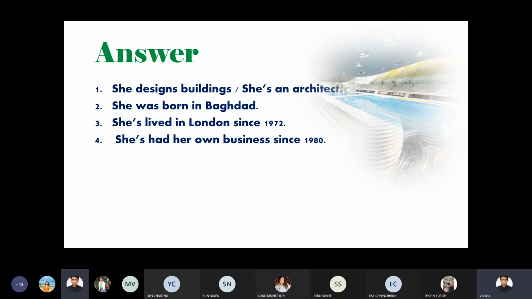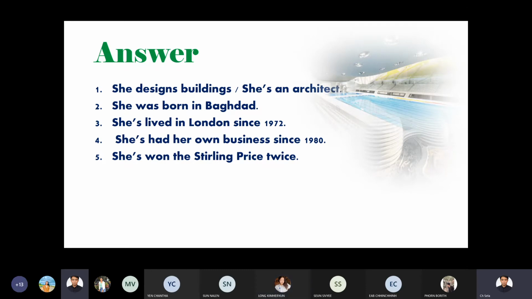Number five, how many times has she won the Sterling Prize? Three times? She won the Sterling Prize twice only, two times, in 2010 and 2011. And the first time was the Booker Prize. Okay. Yes. All right.